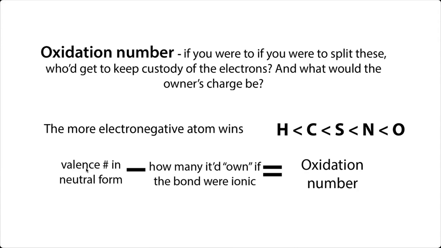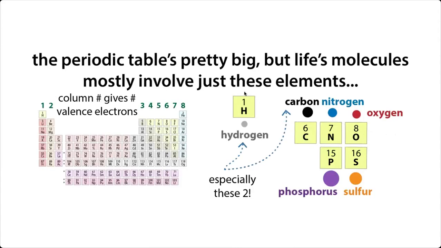What we do to determine the oxidation number, I will show you a couple of different strategies. The first strategy is to take the number of valence electrons in the neutral form. And remember, for that, we just look to our periodic table. Thankfully, with biochemistry, we're typically dealing with a small number of elements. So we've got our hydrogen, which has 1. We've got our carbon, which has 4, our nitrogen, which has 5, and our oxygen and our sulfur, which have 6. And we also have our phosphorus, which has 5. So we're dealing with these few.